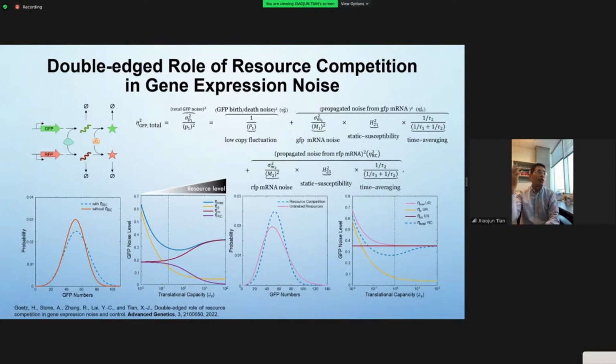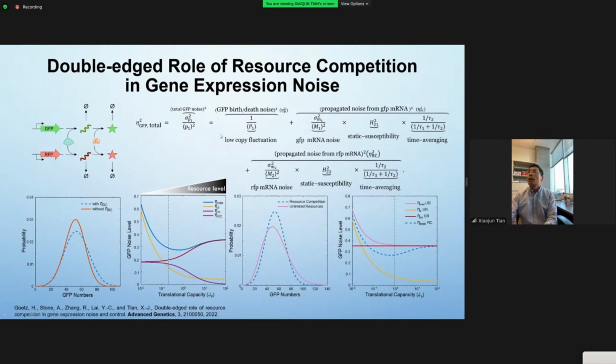Lastly, I don't think I have much time. I want to mention one last word about the role of resource competition in gene expression. We suspect that if we have resource competition in the system, the translation of one mRNA will affect the translation of the other. So if we have stochasticity from this process, they will affect each other. So we analytically solved the noise level for this simple system. We have two simple genes, GFP and RFP. They will compete for the unbound ribosomes for transcription and translation.